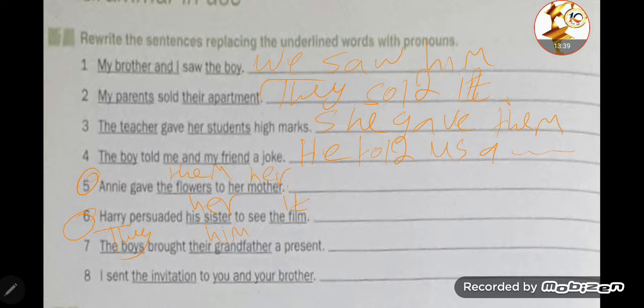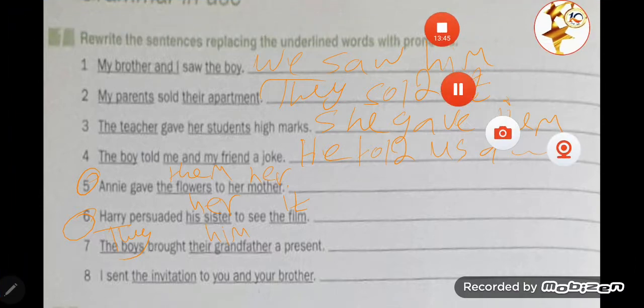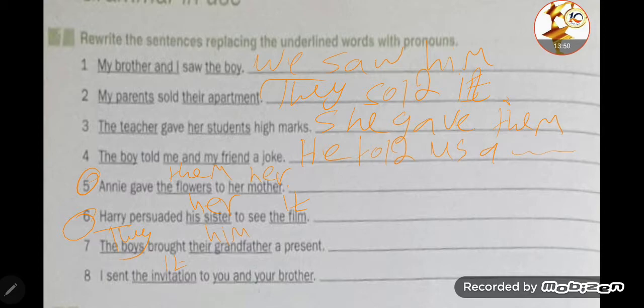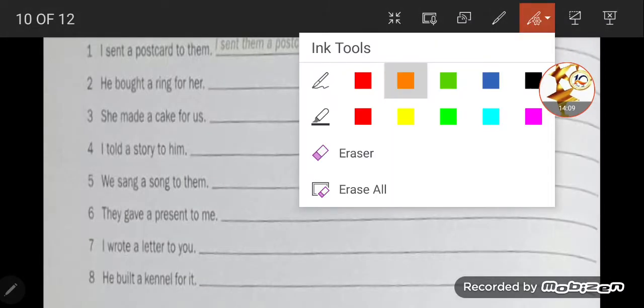I sent the invitation to you and your brother. I sent the invitation. I sent it to you and your brother. We said that you is used for singular or plural when it is the subject, and when it is the object, you is also used for singular and plural. Okay, everyone? Now let's move on to exercise number 2.